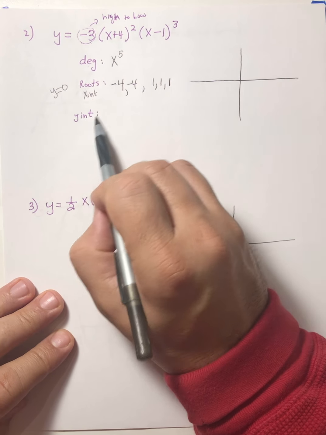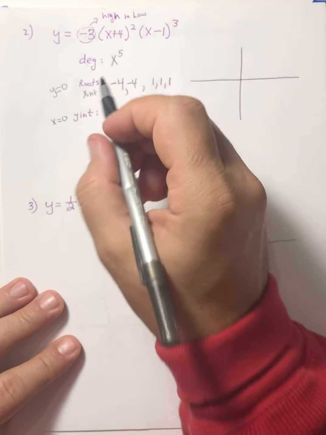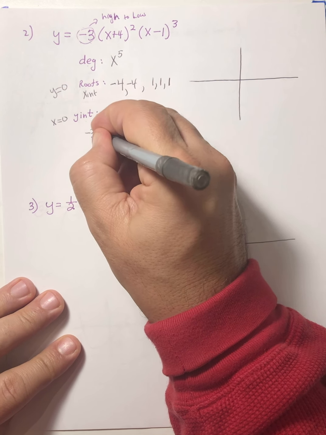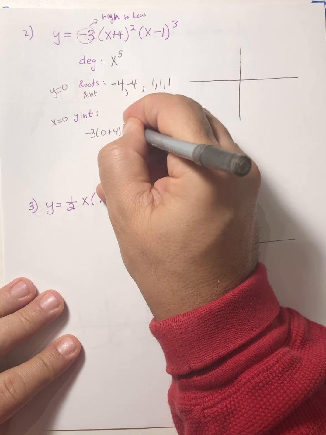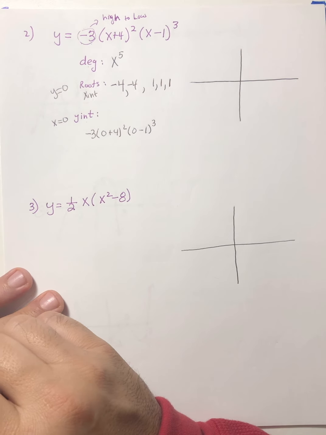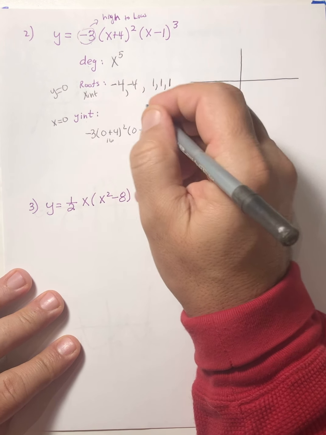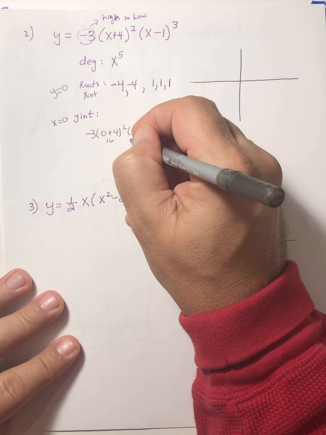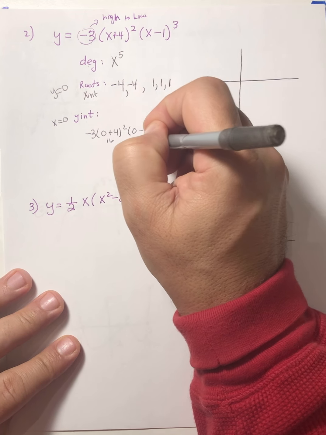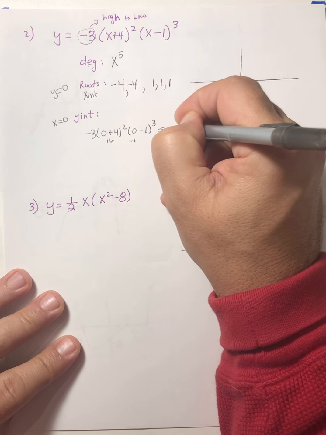All right, now the y-intercept. So again, the y-intercept, we're going to say x equals 0. And so I'm going to plug in 0 for my x's. Don't lose the -3. So then it's 0 plus 4 squared times 0 minus 1 raised to the power of 3. All right, so 4 squared is 16. -1 when you raise it to the power of 3 is still -1. And then you're just multiplying all these things together. So negative times negative is +3 times 16 is 48. So we have a y-intercept of 48.